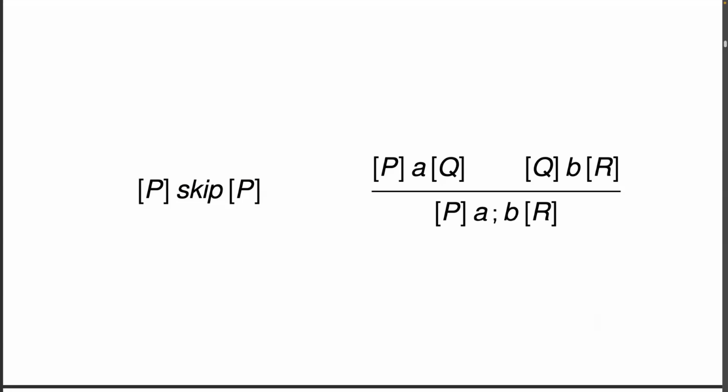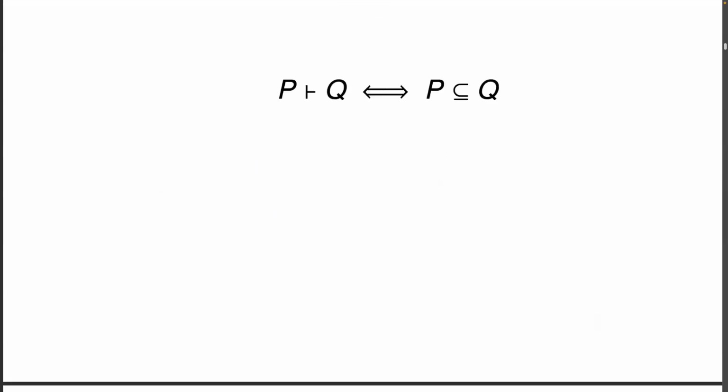And with respect to sequential composition, dynamic logic behaves like this. If you have a precondition P and a postcondition Q of program A, and Q is a precondition of program B, and it gives postcondition R, then the sequential composition of A and B will, if we assume P, guarantee R. All of this is fairly obvious.